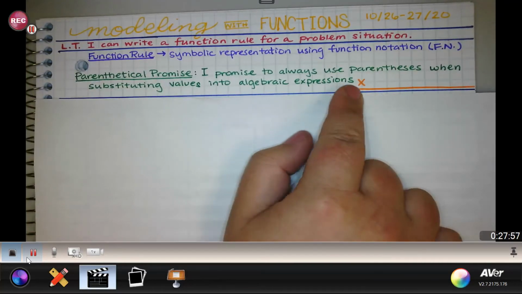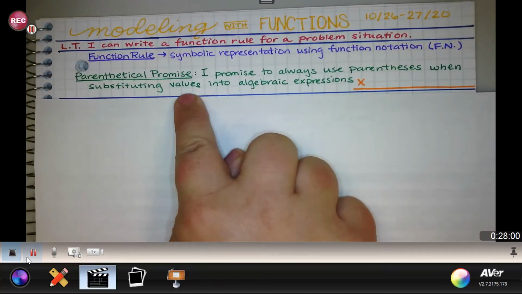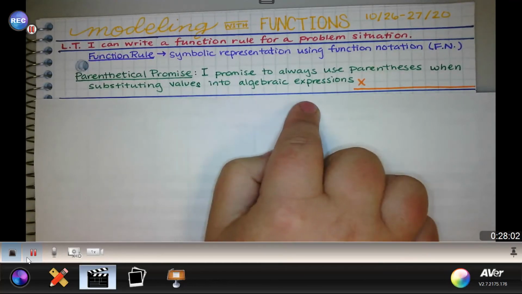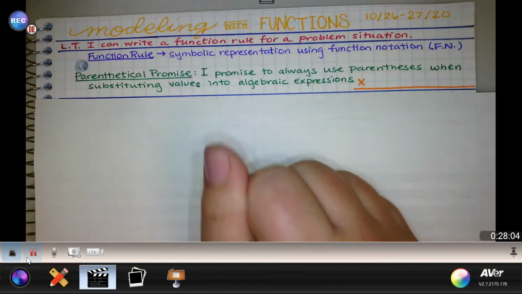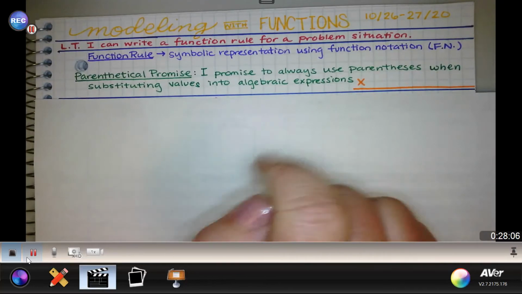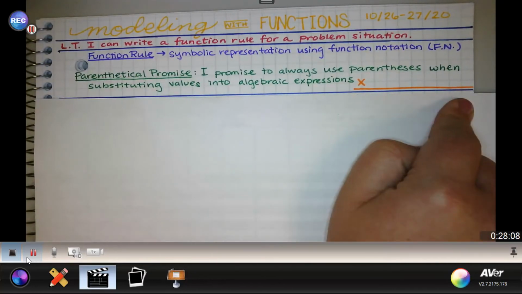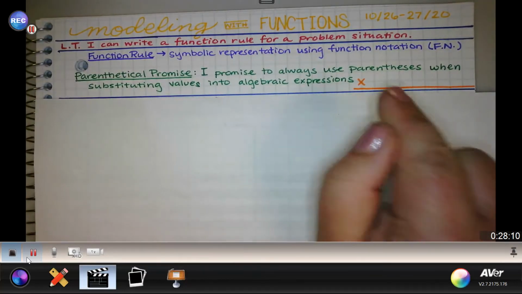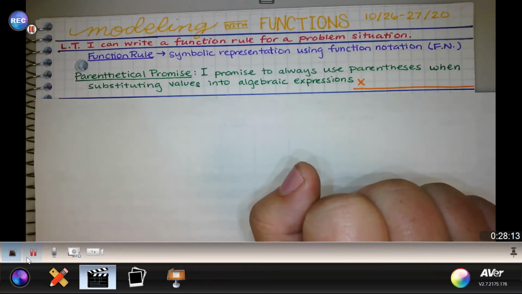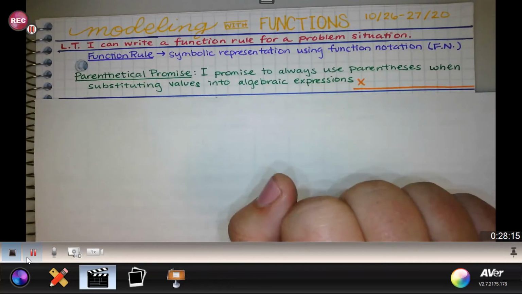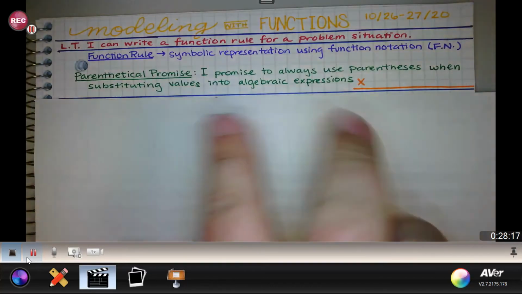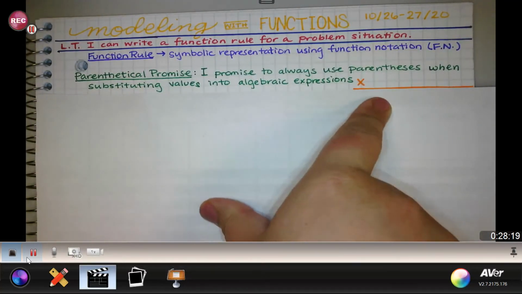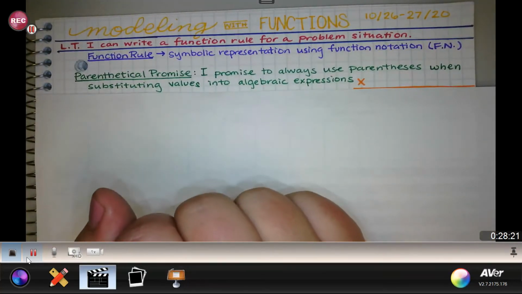Okay? So I promise to always use parentheses when substituting values, which means numbers, into algebraic expressions or equations or whatever. And we're going to be doing that a lot this unit. Then notice I have an X with a line. That is for your signature. You need to sign this before you turn it in to Canvas. Sign it and then take a picture, okay, of the whole thing. But you know what I mean. Because you are promising that to me. You won't get full points if you don't do it.